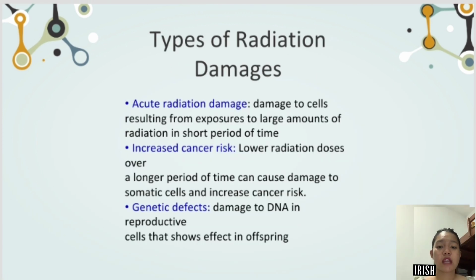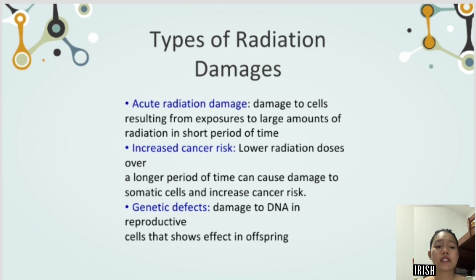So there are three types of radiation damage. First, acute radiation damage: damage to cells resulting from exposure to large amounts of radiation in a short period of time. Second, increased cancer risk. Lower radiation doses over a long period of time can cause damage to somatic cells and increase cancer risk.